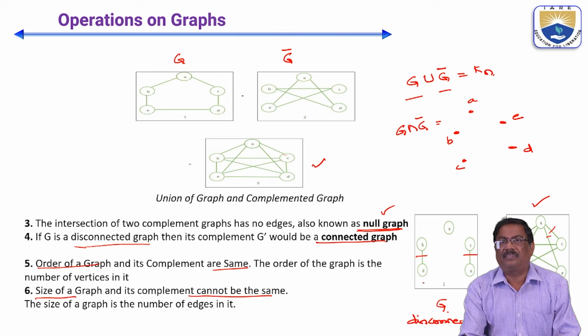If a graph is disconnected, then its complement is a connected graph. And the order of the graph and its complement are the same. That means the number of vertices is the same in G as well as G complement. The order will be the same, but the size will not be the same. So order is nothing but the number of vertices, which will be the same, but the number of edges will not be the same. So these are the properties related to the complement.